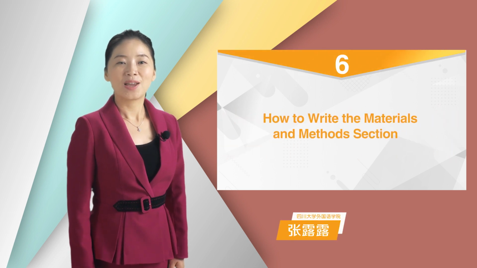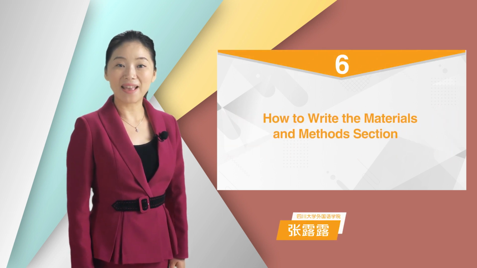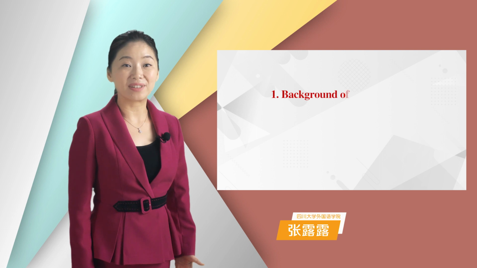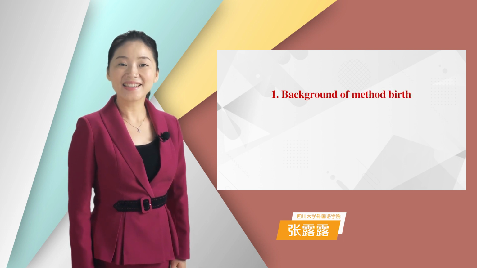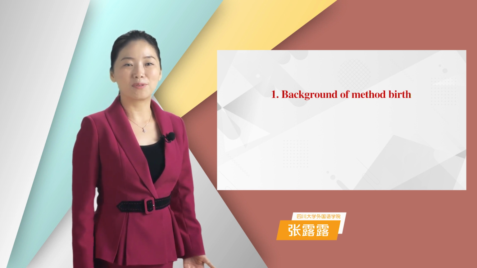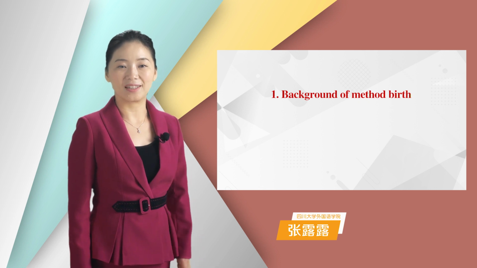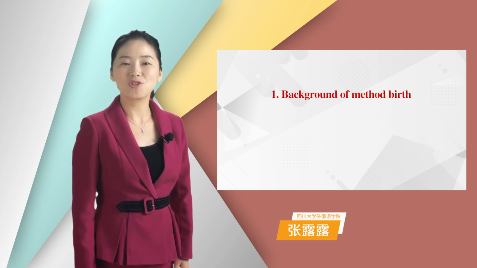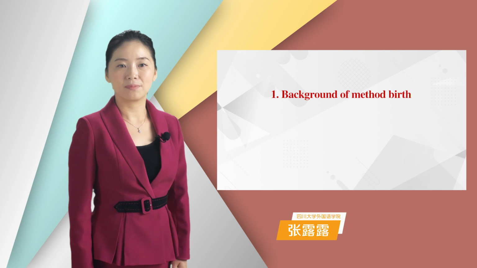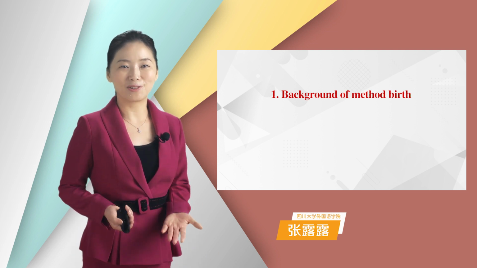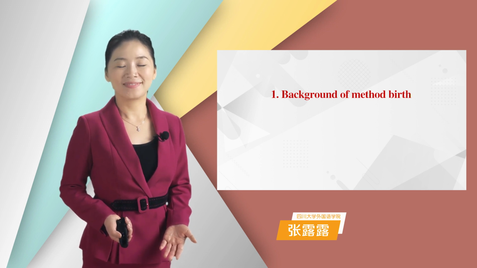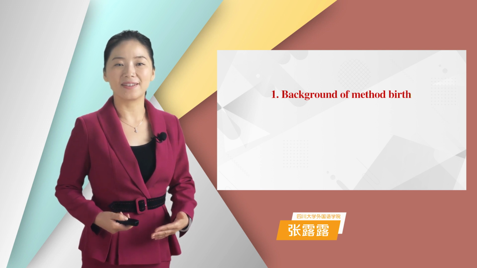Chapter 6. How to write the materials and methods section. As we discussed previously, science developed very quickly in the 19th century, and there were great demands for the publication of research results in journals. But the journal space was very limited, so a concise and clear writing format was needed. In this situation, the invention of the method was made.